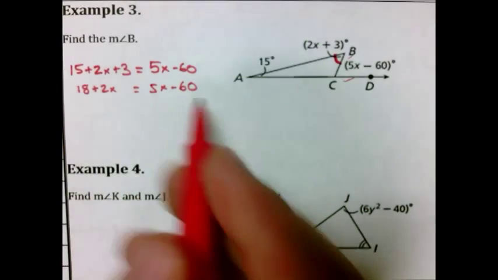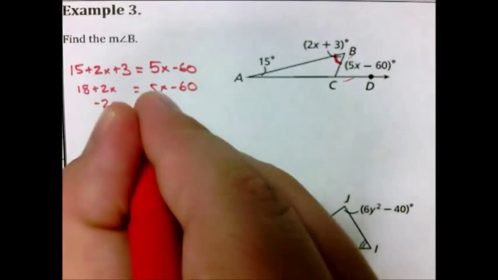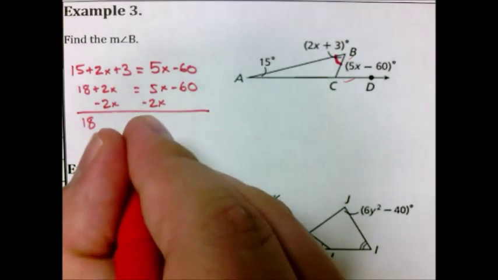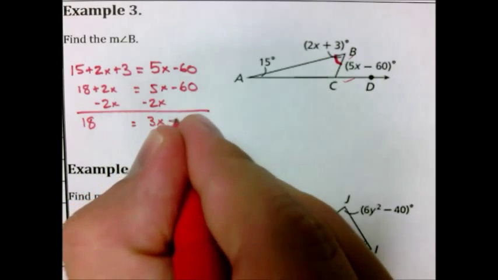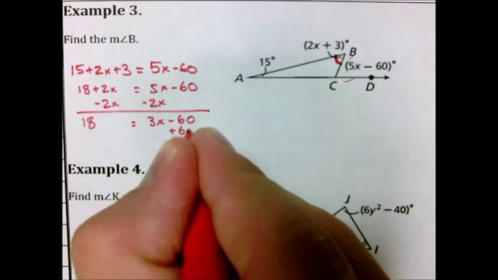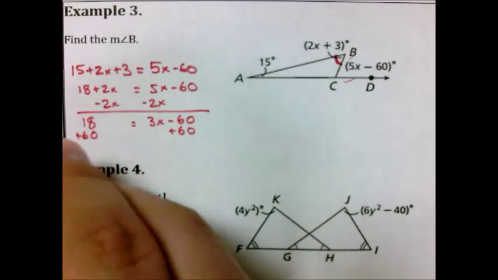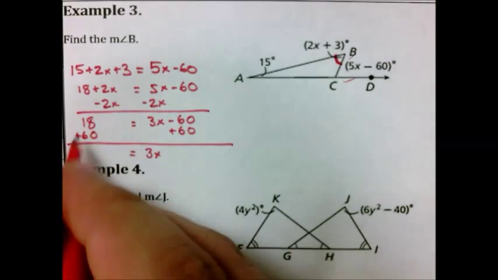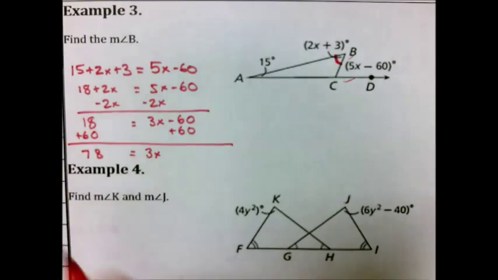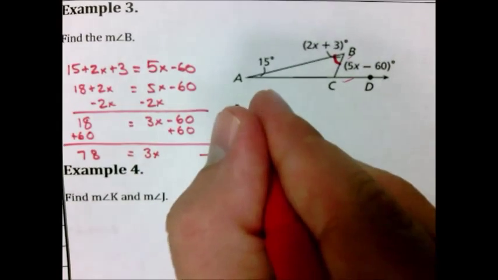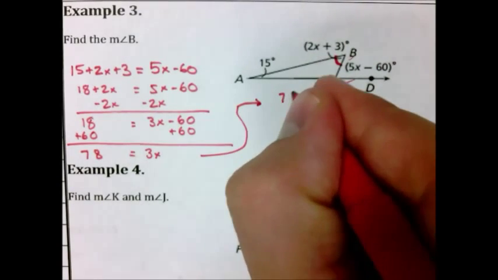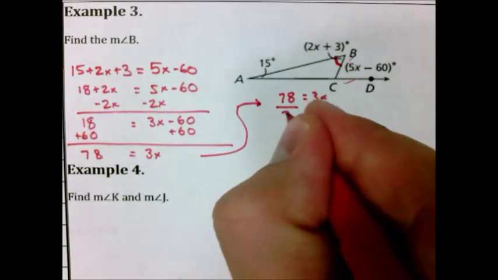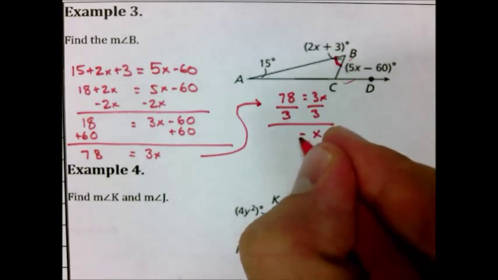I'm going to get x over onto this side, so I'm going to subtract 2x from both sides. This is just algebra now. We get 18 is equal to 3x minus 60. I have to add 60 to both sides. Remember, I'm just trying to get x by itself. I'm left with 3x is equal to 78. I'm going to rewrite this up here now. 78 is equal to 3x. I have to divide by 3 on both sides in order to get x all by itself.